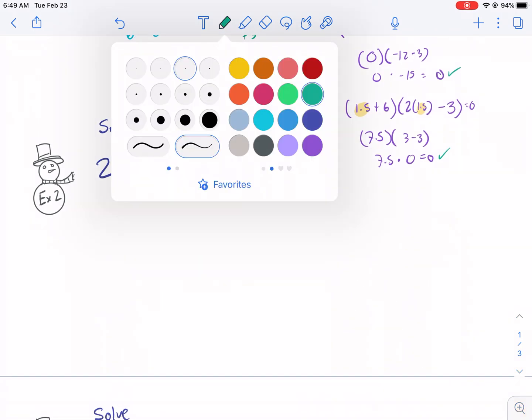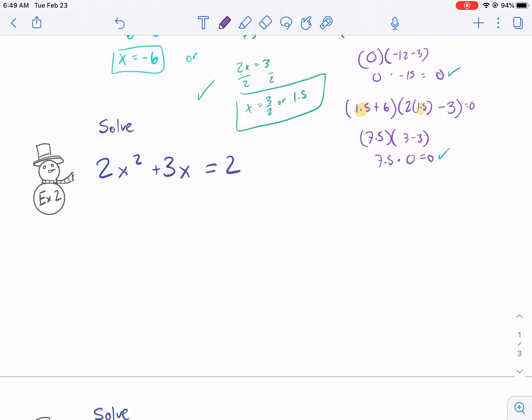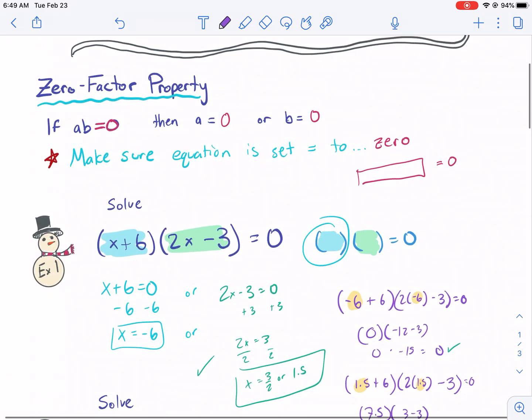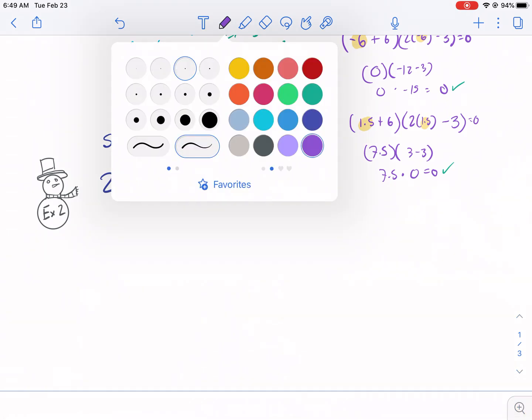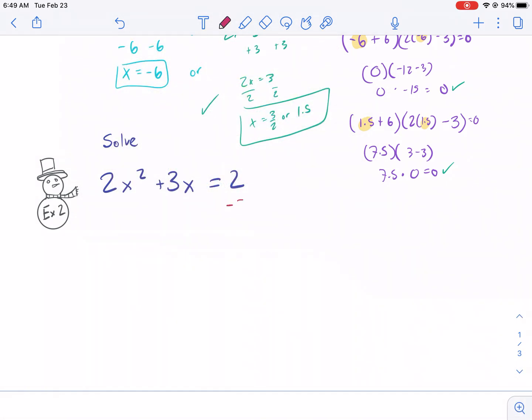Now, what if it's not factored? Well, look at this guy. We have a couple things going on. One, we notice the main thing, it's not set equal to 0. So that's the first thing we need to do. Anytime it's not equal to 0, always, always, always get one side equal to 0.